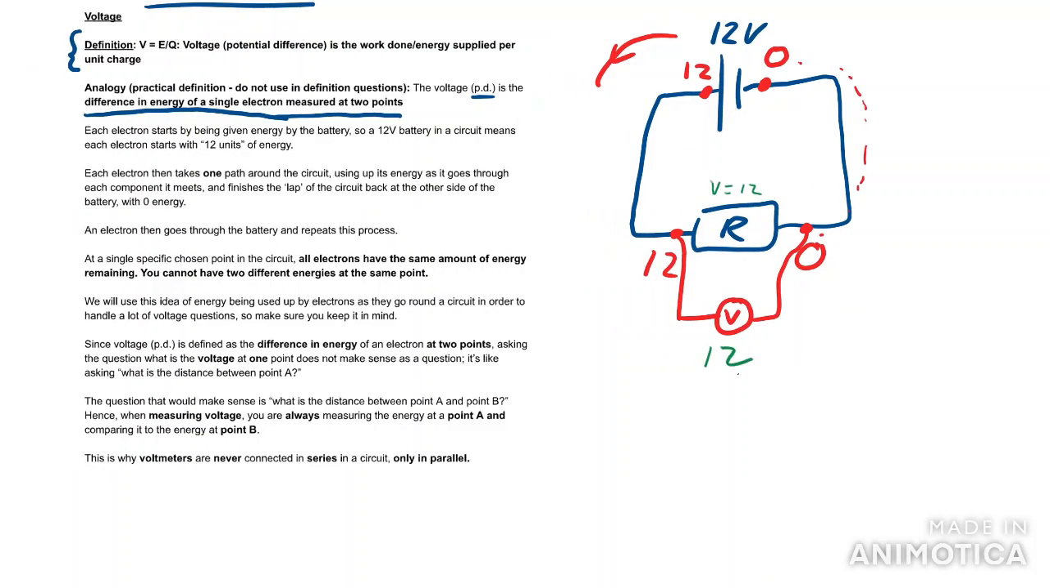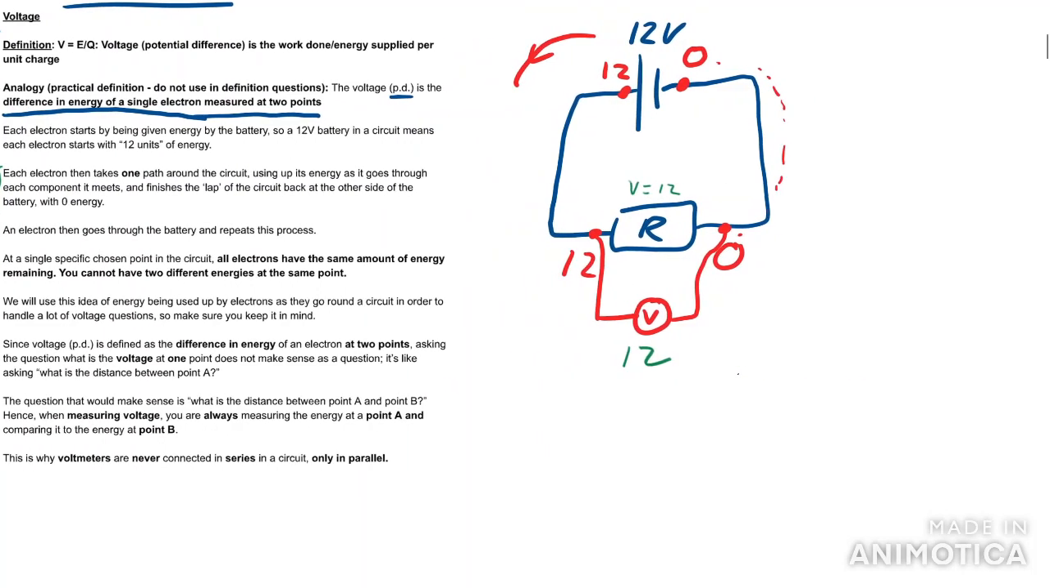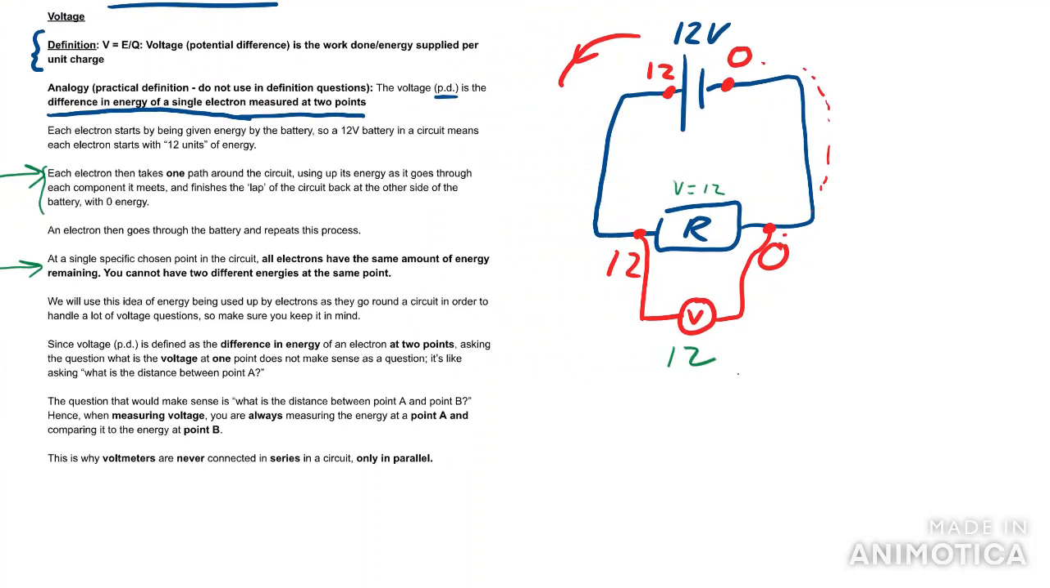For using this approach, there are a few things to bear in mind. Every electron takes exactly one path around the circuit, and it always uses up all of its energy, and always starts with the energy given to it by the battery. That's one thing to keep in mind. The other thing that will become important on more difficult questions is that at a single specific chosen point in the circuit, all electrons have the same amount of energy remaining. You cannot have two different energies at the same point. This is less intuitively obvious, but it's a very easy rule to apply.